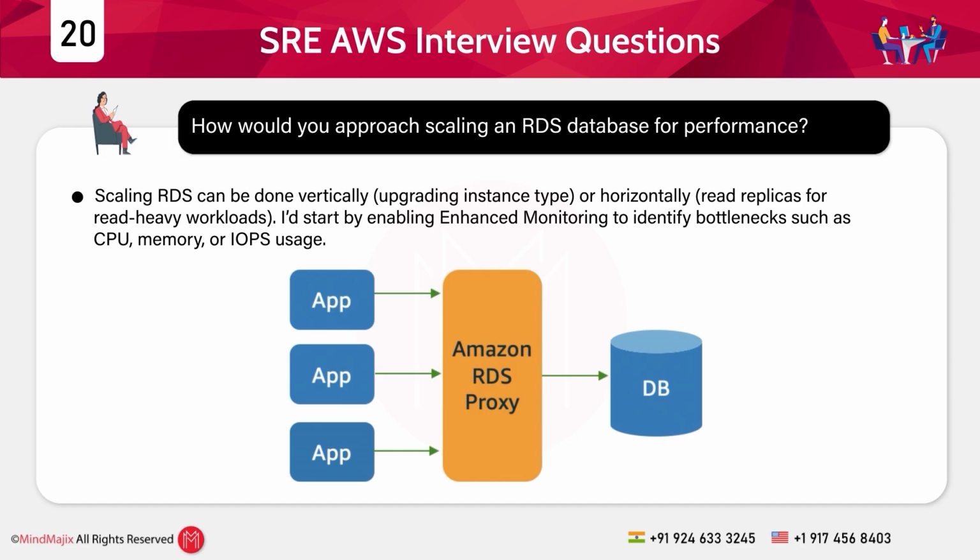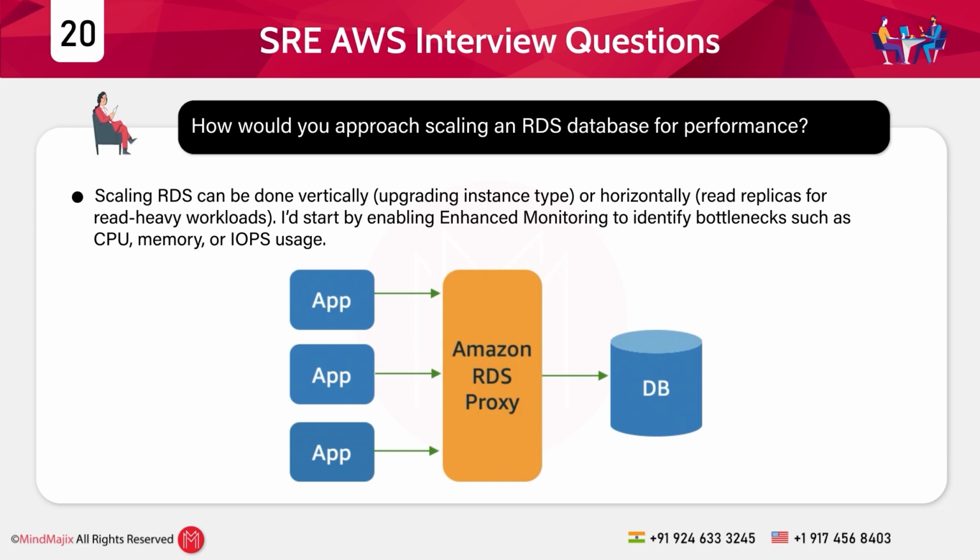For write-heavy workloads, you can explore sharding or switch to Amazon Aurora for better scalability. For read-heavy workloads, read replicas can be created and integrated into the application's query logic. Index optimization and query tuning can significantly improve the performance without scaling the hardware. Finally, you can set up automated storage scaling to prevent out-of-space errors.